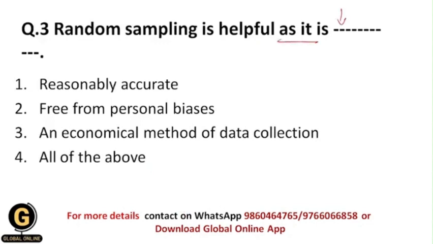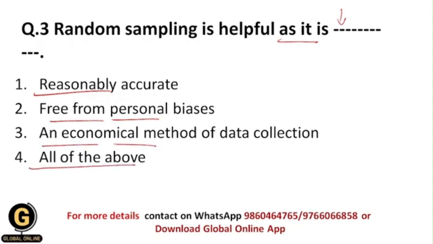Next, random sampling is helpful as it is dash. So why is random sampling design helpful? Because it is reasonably accurate, because it is free from personal biases, because it is an economical method of data collection, or because of all of the above.